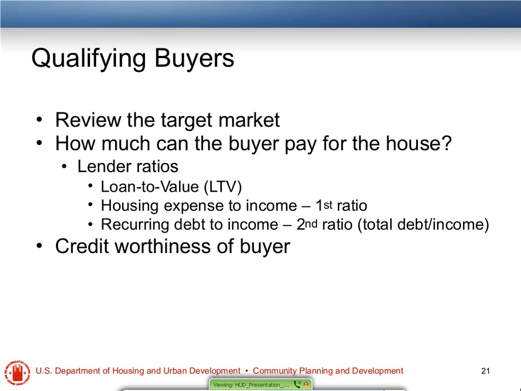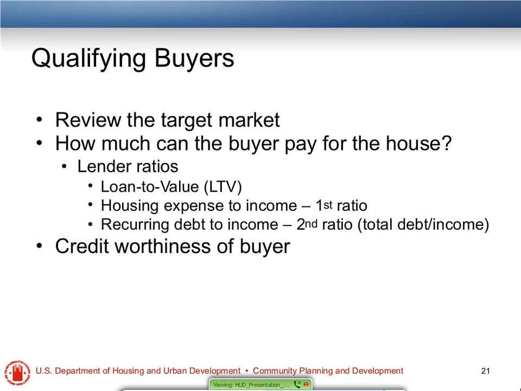When a bank is looking at qualifying the home buyer, they're going to look at their lender ratios, and they're going to look at primarily four things. They're going to look at the loan to value, the amount that they're going to be willing to finance of the purchase price of the house. They're also going to look at housing expenses, PITI compared to gross income, and we call that the first ratio. And they'll look at fixed payments. Fixed payments are recurring debt to income, or total debt to income, which we call our second ratio.